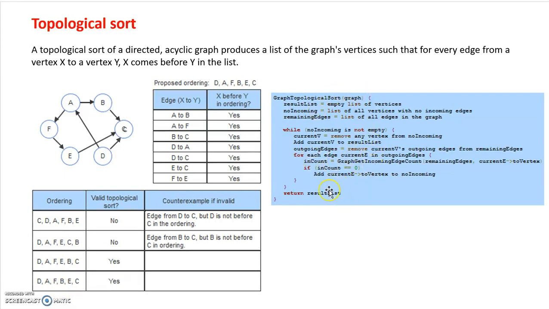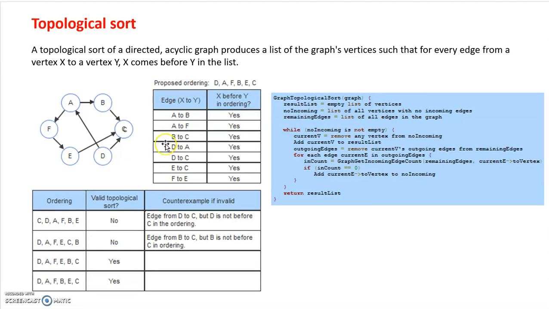Here is the algorithm for topological sort, and it receives the graph. The whole graph is basically passed as a parameter to the topological sort algorithm. It has three different lists that are initialized right at the beginning of the algorithm. The result list is empty, and at the end of the algorithm we'll have the topological sort. We have a no incoming list. A no incoming list is a list of nodes that have no edge coming to it.